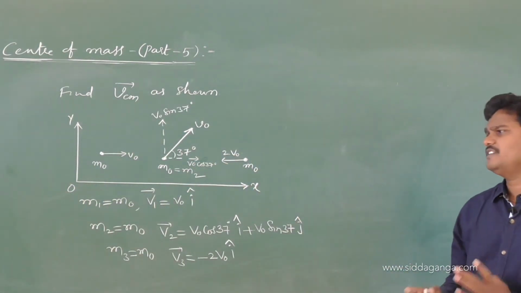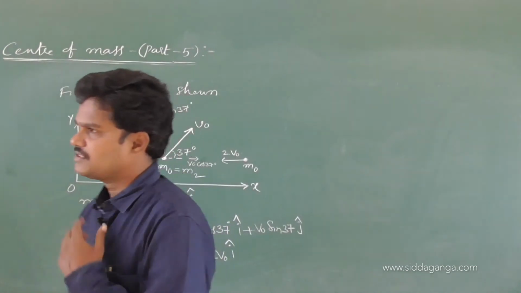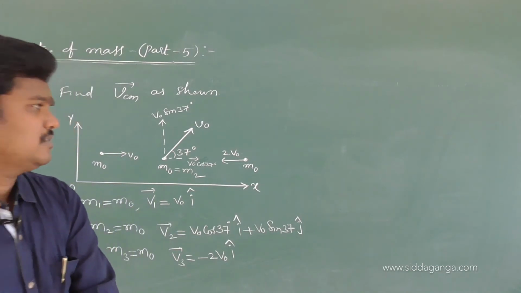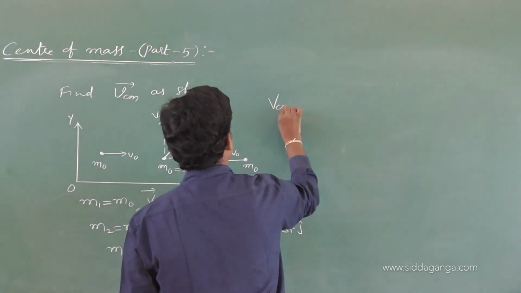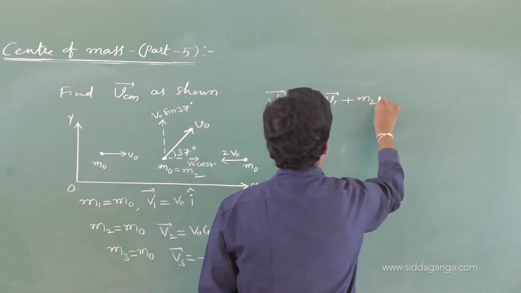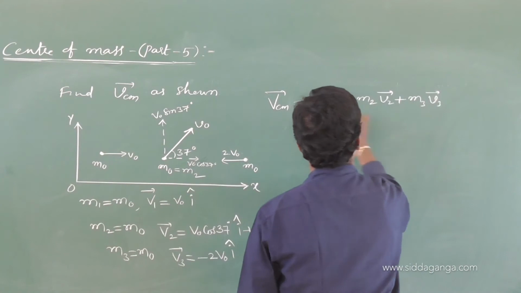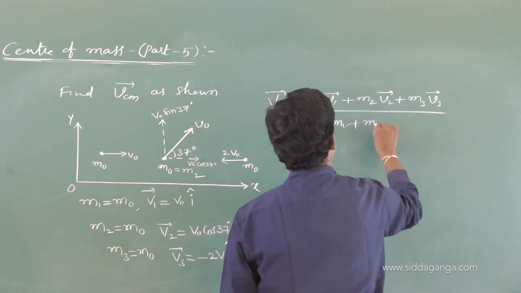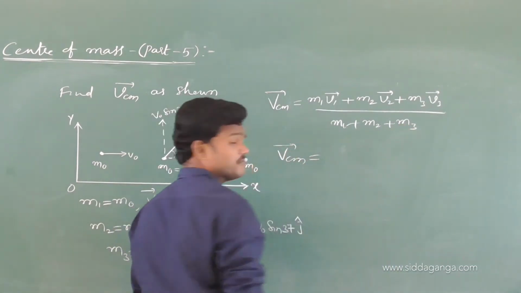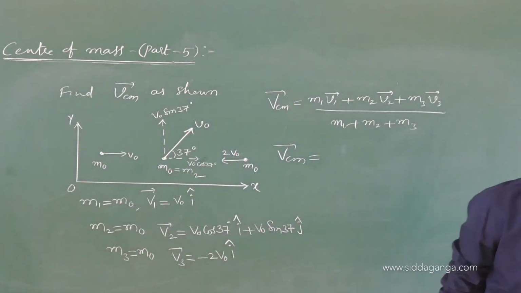So I got M1 V1, M2 V2, M3 V3, then Vcm. What is the Vcm formula? Recall once. Vcm is M1 V1 bar plus M2 V2 bar plus M3 V3 bar, and so on. But here there are three particles, so Vcm bar is M1 V1 bar plus M2 V2 bar plus M3 V3 bar, divided by M1 plus M2 plus M3. Substitute the values, and you will get the answer in terms of vectors.